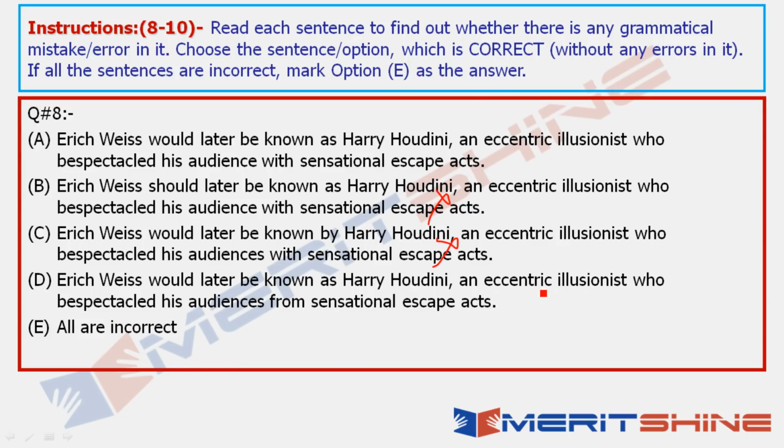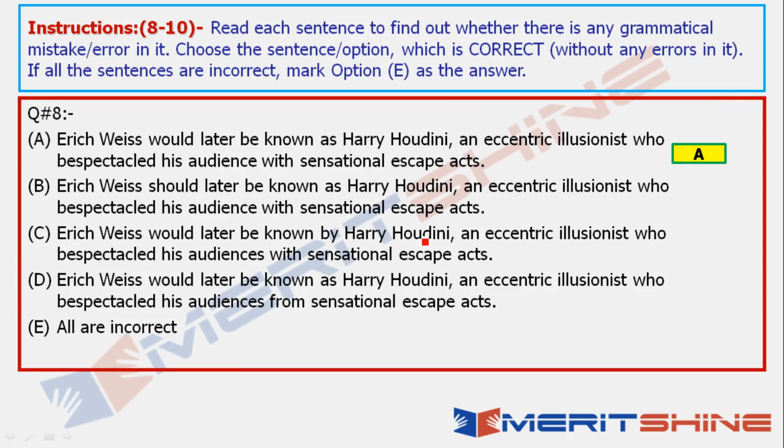Up till now, okay. An eccentric illusionist who bespectacled his audiences from sensational escape. Now, you amazed. Bespectacle means amazed. Amaze your audiences by doing something or with something. You don't amaze your audiences from something. So that's a wrong preposition used. That doesn't make any sense in this sentence. So therefore, B, C, D are wrong. Hence, A, in which we couldn't find any error.